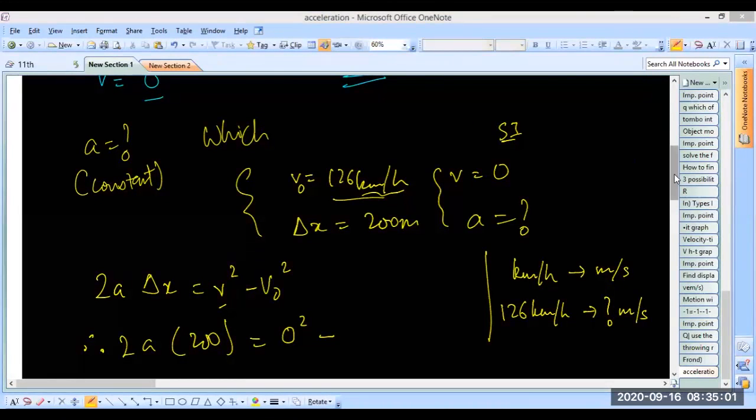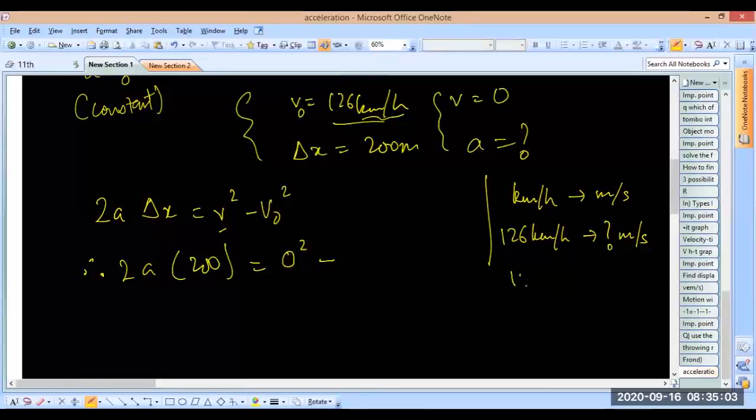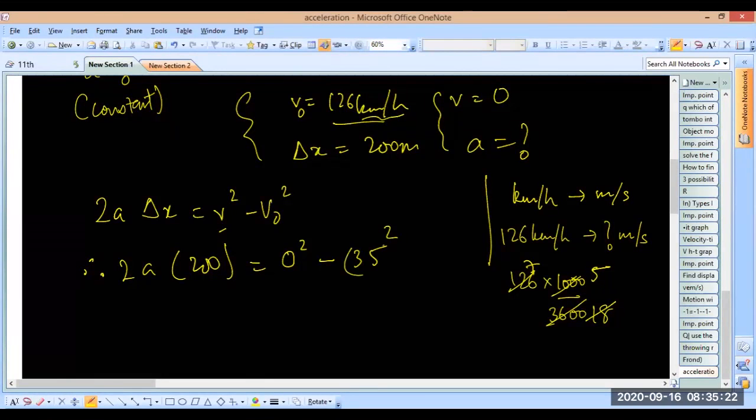Yes, it is going to be 126 into 1000 divided by 3600. Or you could also remember that this cancels to 5 upon 18, right? If you want to remember that, then 18 into 7 is this. So 7 5s are 35.